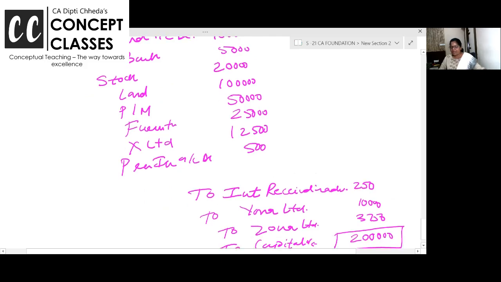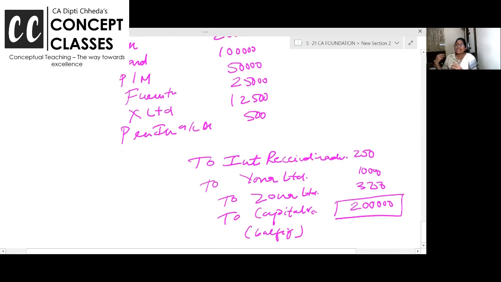Pakka, we will check the answers for the third problem in the next class. But preparation of ledger is generally over in one class. I went very slow today and then we started also a little late. But ye samajh mein aaya? All the assets are debited, all the liabilities are credited, and balancing figure is the capital. Okay.